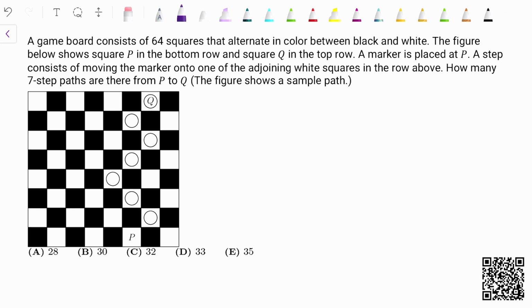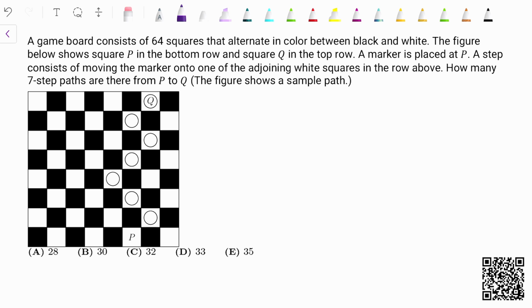A game board consists of 64 squares that alternate in color between black and white. The figure below shows square P in the bottom row and square Q in the top row. A marker is placed at P. A step consists of moving the marker onto one of the adjoining white squares in the row above. How many 7-step paths are there from P to Q? The figure shows a sample path.